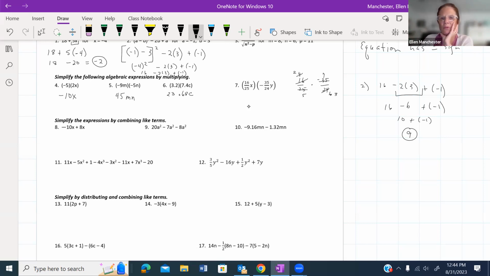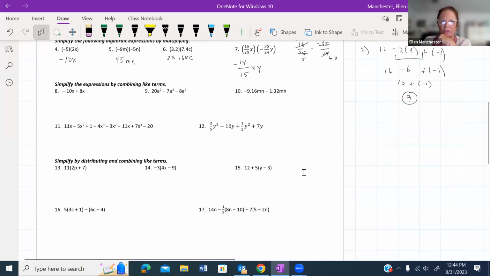Okay, now I can multiply straight across. So 2 times 7 is 14. 5 times 3 is 15. Don't forget your negative. We have a positive times a negative, which makes the whole thing negative. And then x times y is just xy. So anytime you're simplifying an expression, whether it's decimals, fractions, or whole numbers or integers, you're going to have to make sure that you can put it all together.